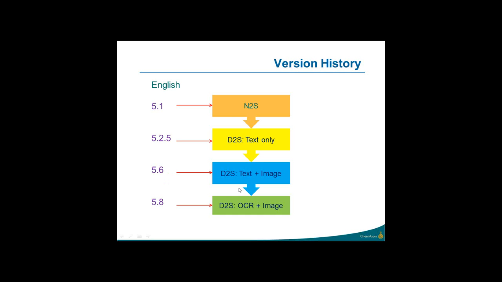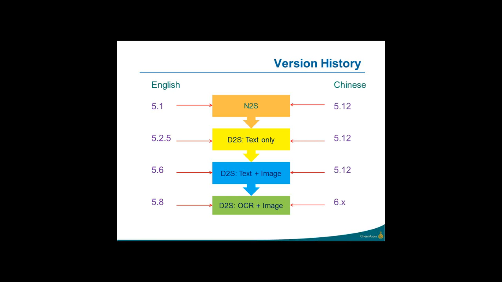In 5.6, we added structure image conversion using Osra. And then in 5.8, we added the OCR capability. So document to structure after 5.8 is able to work not only on non-text PDF, but also on structure images in PDF.